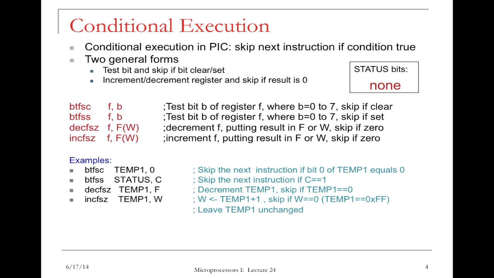Okay, I hope you remember these 4 instructions. The way to remember these instructions is to really understand each of these letters in the opcode. BTFSC, that's the bit test a register, skip if it is clear. Decrement FSZ is to decrement a register, skip if the result is a 0.